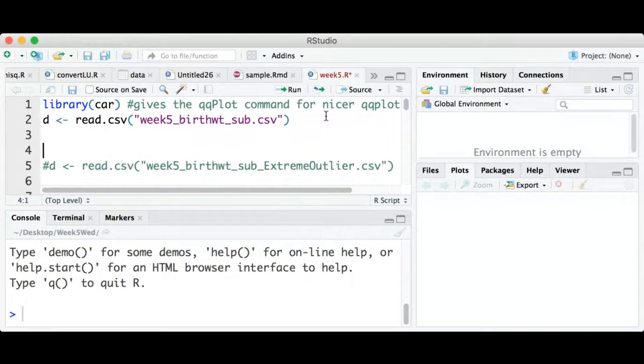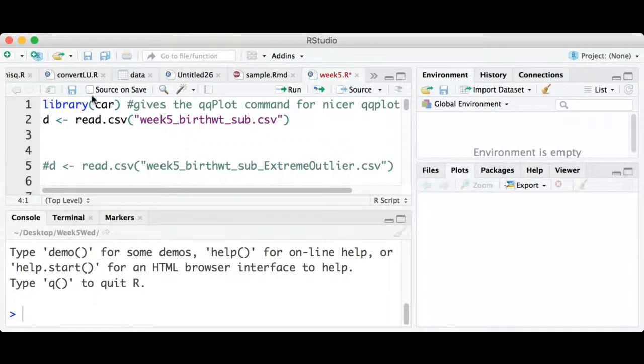Okay, so what I'm going to do is, for some reason, I like this data set. So I'm going to look at the birth weight data set that I've referred to before. That's also mentioned in the notes in week 4. I've just renamed it as week 5 so I can tell what's what. So I'm going to read that in.